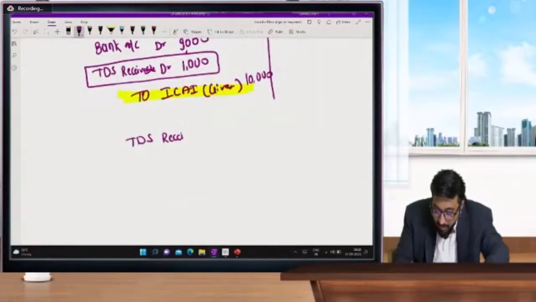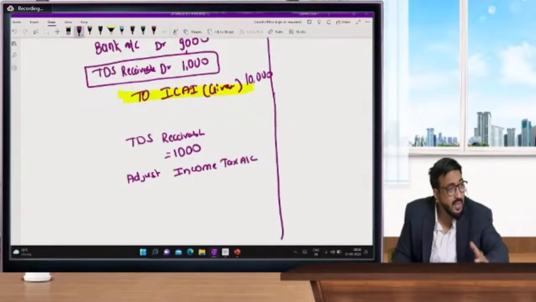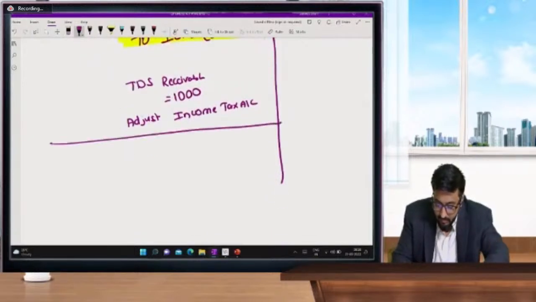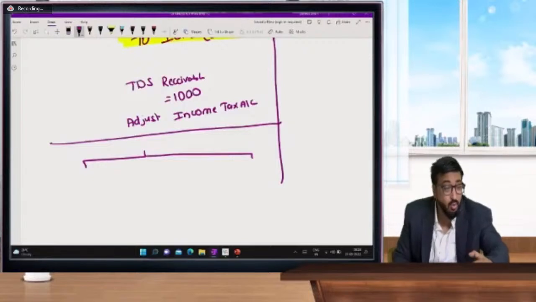TDS receivable balance is rupees 1,000. How to adjust it? Adjust with whom? With which account? इनकम टैक्स अकाउंट. बस ज्यादा बोलने का ही नहीं. टीडीएस रिसीवेबल एडजस्ट टीडीएस रिसीवेबल के साथ होगा क्या? इनकम टैक्स. If I do not have any income tax payable during the year, then I will claim for refund. Word याद करो, refund.